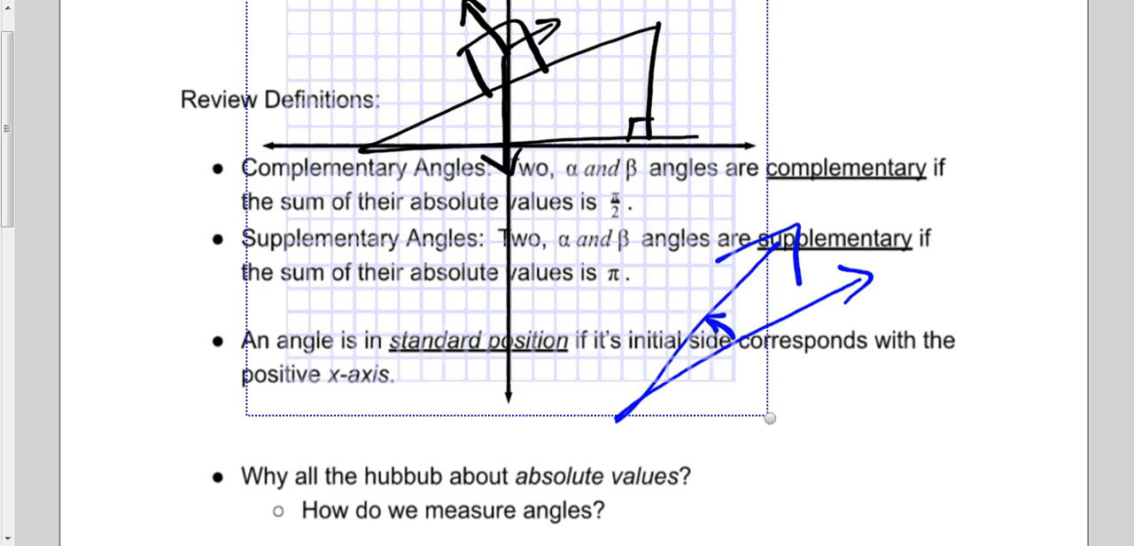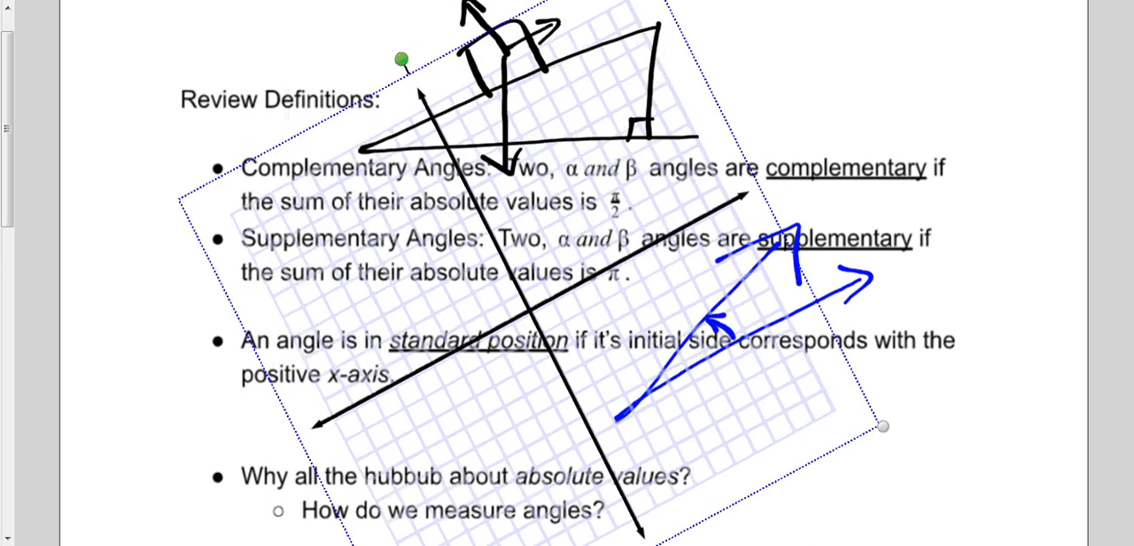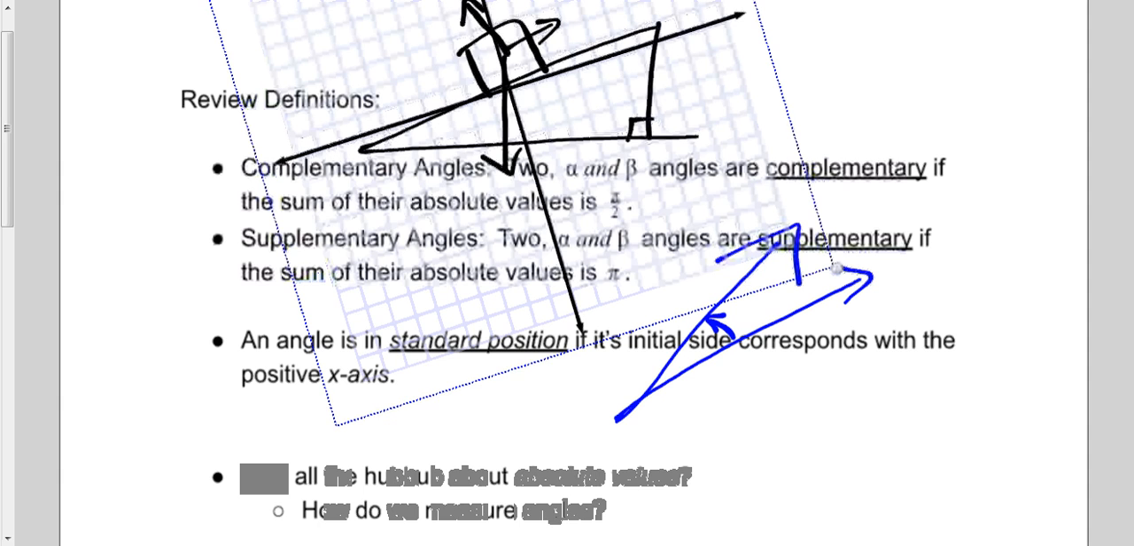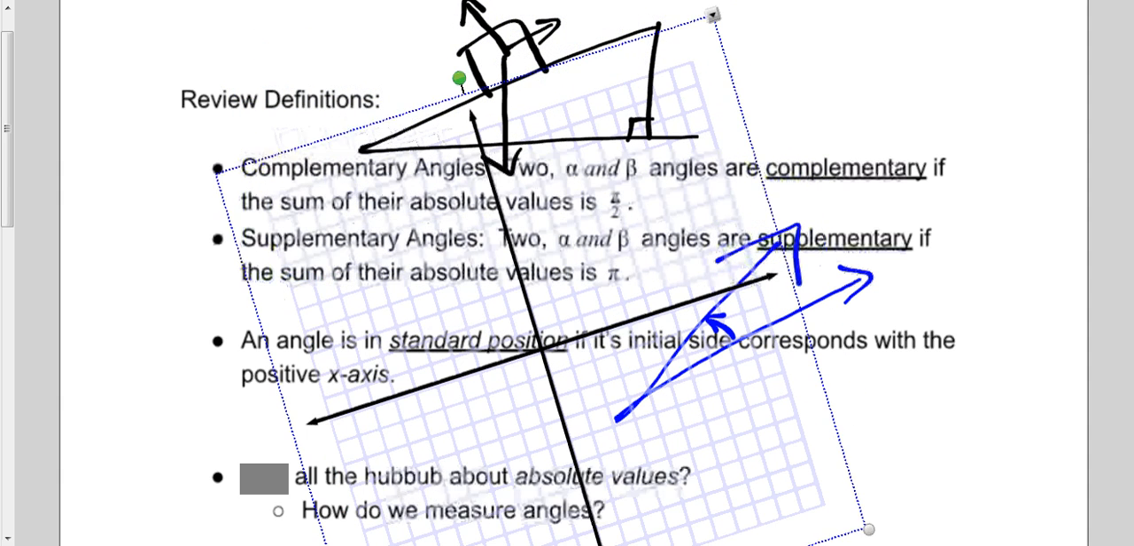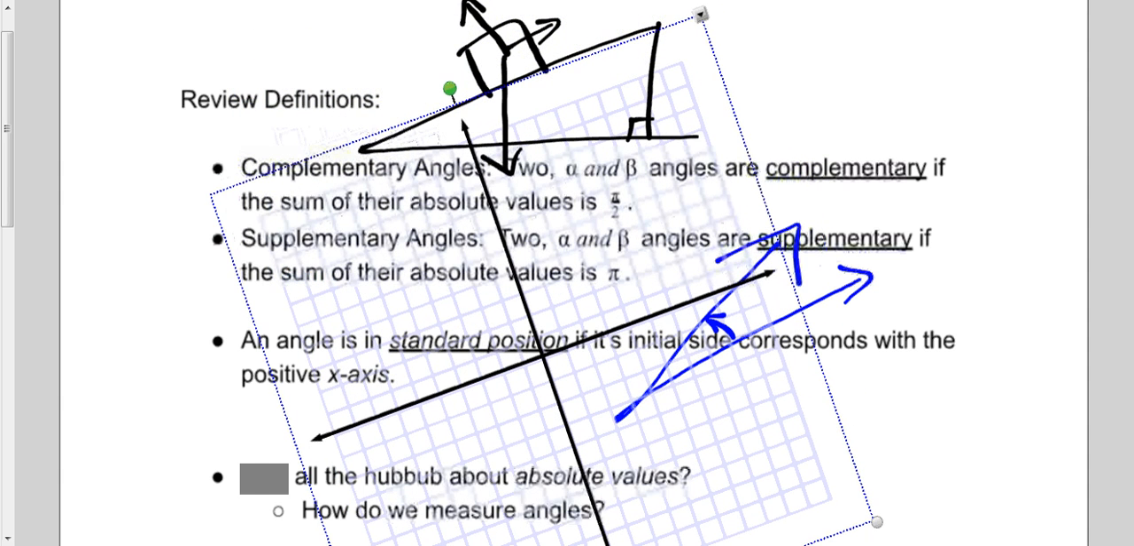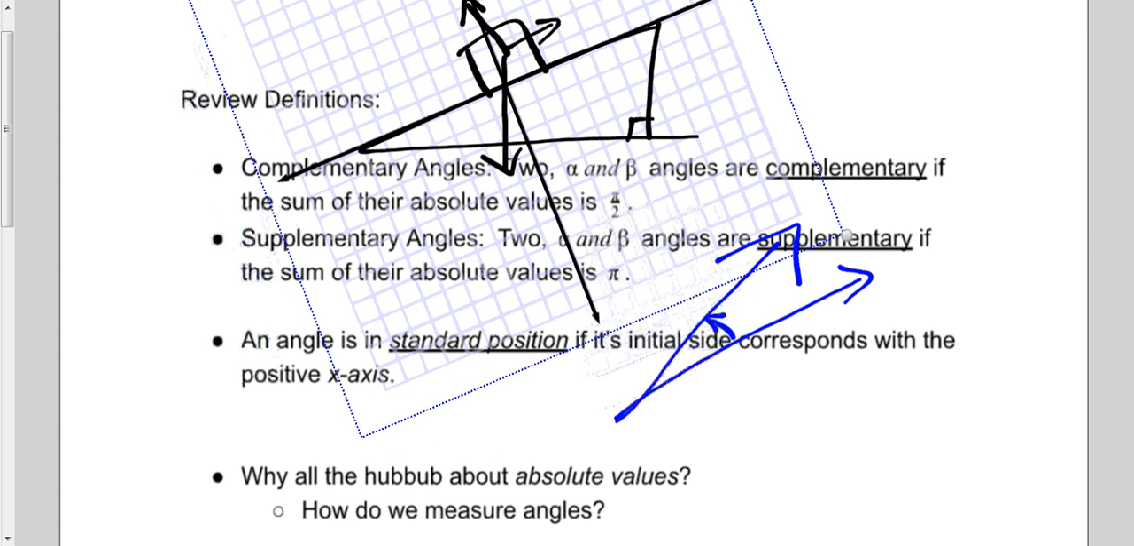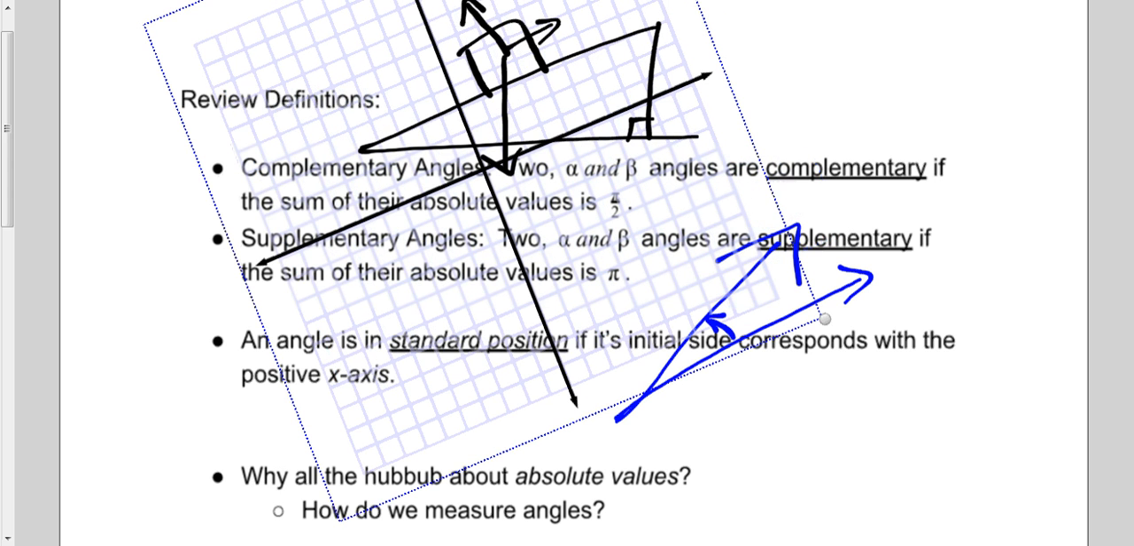Or I can rotate it and look at it. I didn't rotate it far enough. Right there. Or I can rotate it like that. We do this, don't we? We do that because it makes my math easier. So yes, you can do that.